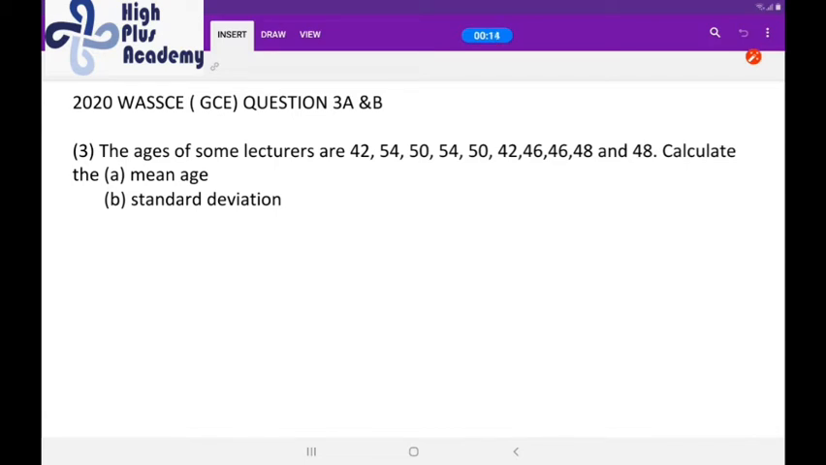You are welcome to another series of solving 2020 WASSCE questions. We started by solving from question 1 and now we are in question 3 and B. This is 2020 WASSCE GC series questions. Now question 3. The ages of some lecturers are 42, 54, 50, 54, 50, 42, 46, 46, 48, and 48. Calculate the mean age, then question B is standard deviation.